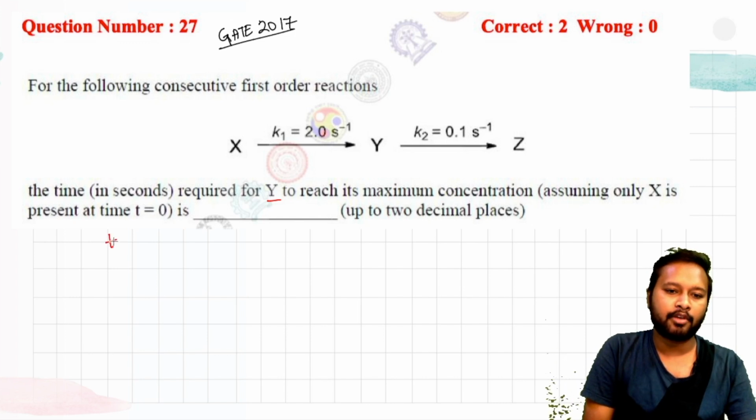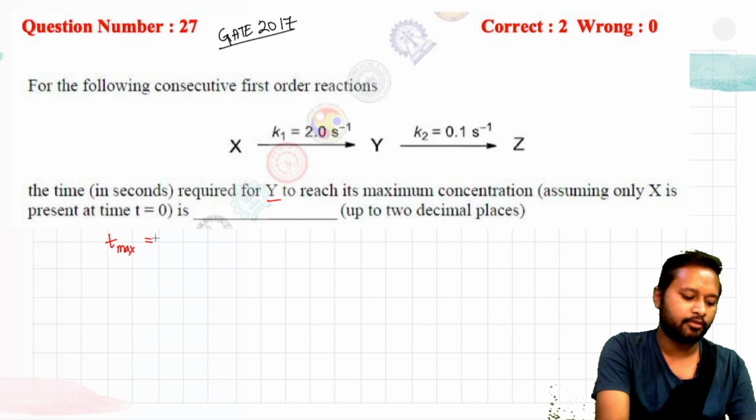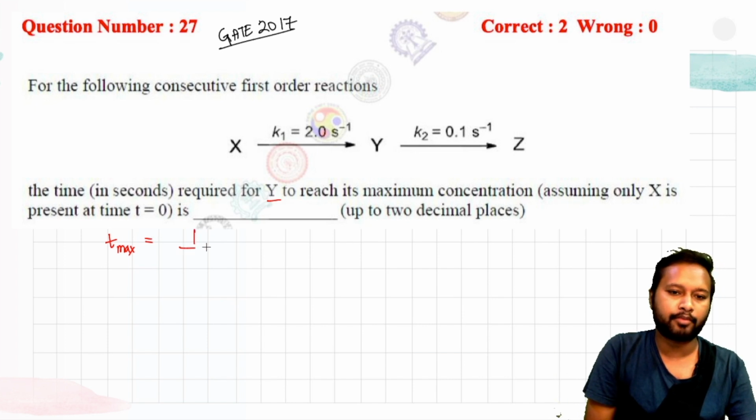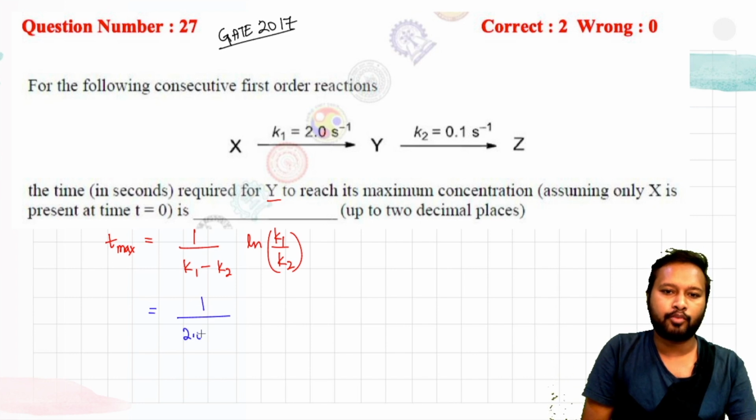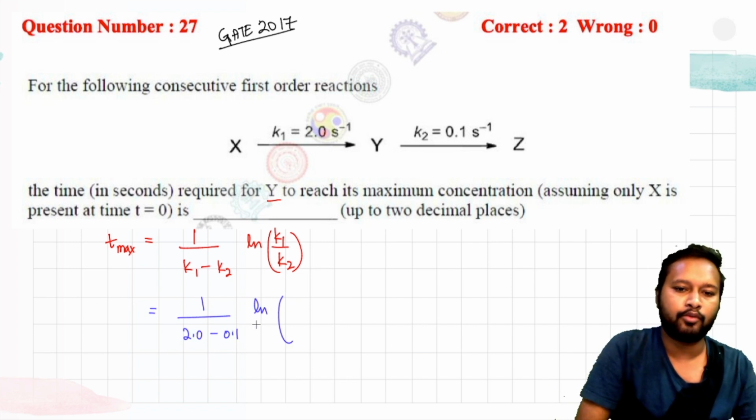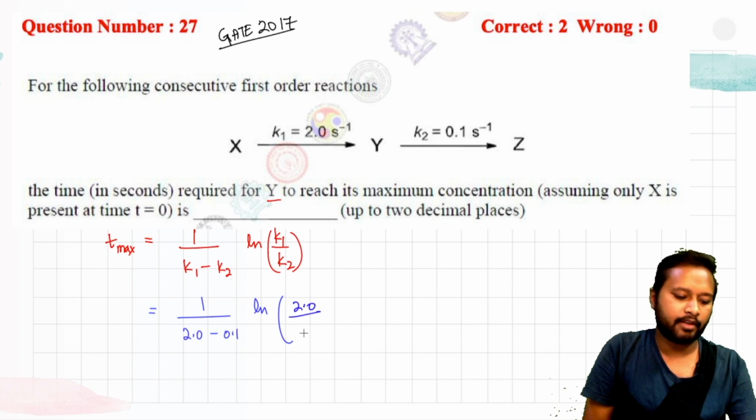The time for the maximum concentration, that is T max, will be equal to 1 upon K1 minus K2, and then you have ln of K1 upon K2. This is the equation you have. You just have to substitute the values and then you are good to go. You will get the answer. So K1 is 2.0, K2 is 0.1, so 1 upon 2.0 minus 0.1, and then you have ln of 2.0 divided by 0.1.